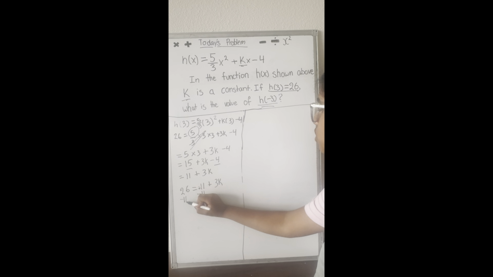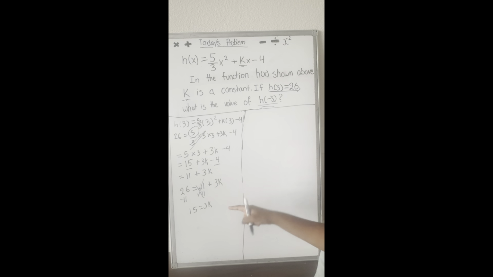And remember, what you do on one side, you have to do the other side, or else the equation is not going to be balanced. So this 11 has been canceled. So we're going to do 26 minus 11, which is 15. So 15 equals 3k. And remember what I said about canceling? We have to get rid of this 3 because we want this k alone.